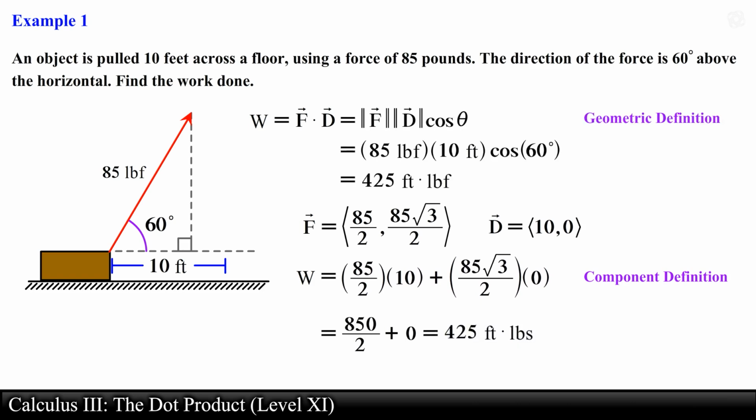Notice that you have two methods to find the work done by a constant force. Depending on the circumstances, one method might be a lot easier to use. Alright, let's try the next example.